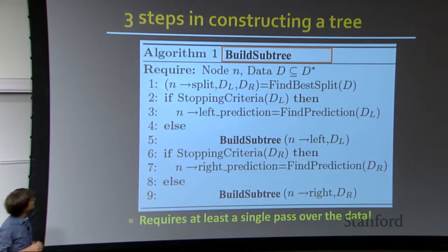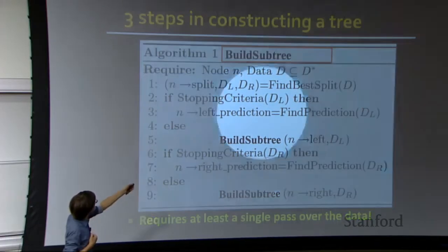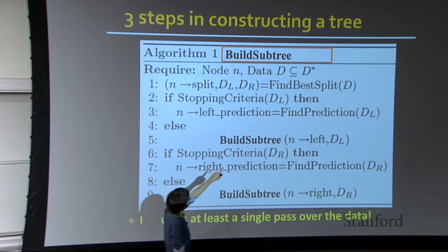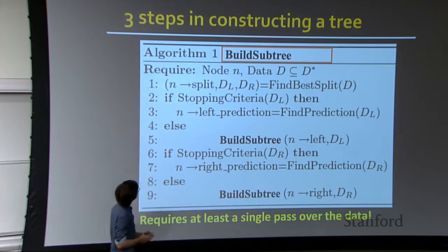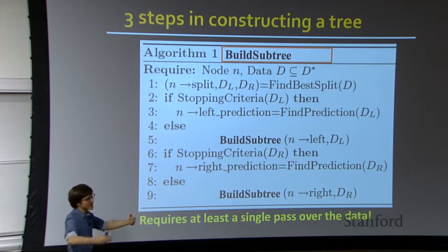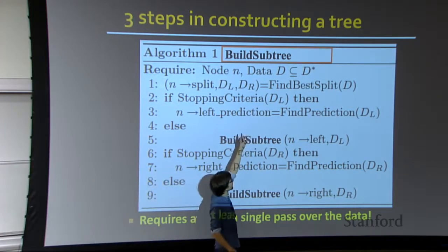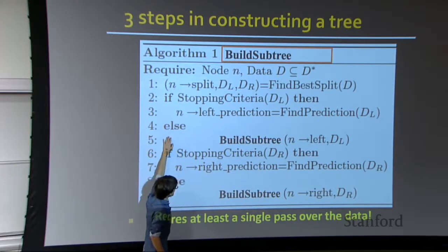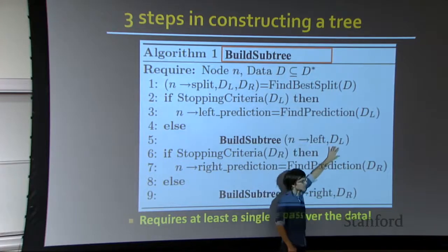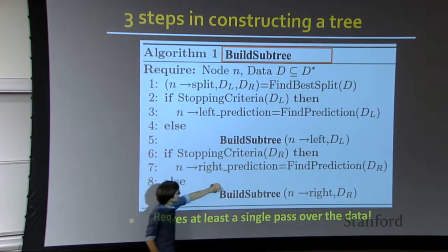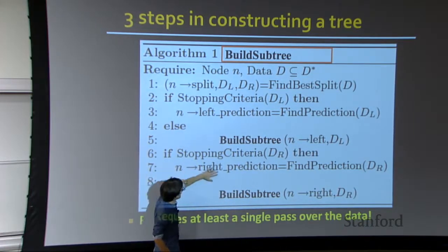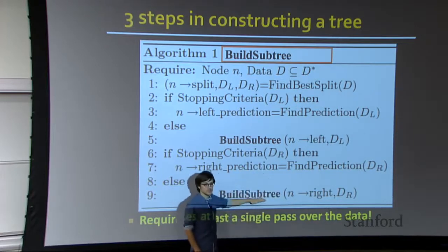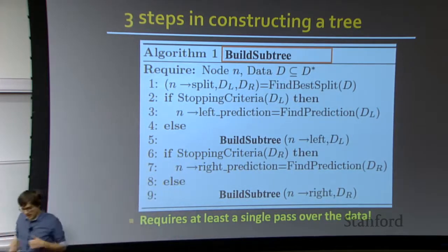So here is the pseudocode for how to build the tree. Basically, what I'm given is a node in the tree and some data that comes to that node. Given this data, I decide what is the best split. This split will partition the data to the left-hand side and the right-hand side. Then for the left-hand side, I check, should I stop? If I decide to stop, I say, okay, on the left-hand side, create a predictor node. If not, I say build a subtree on the left child with the left data set. Then I do the same thing on the right. If I have a stopping criterion on the right, then n's right child is a predictor node. Otherwise, n's right-hand child takes the data set and builds the subtree. So essentially this function is called recursively, and this way our tree will get created.